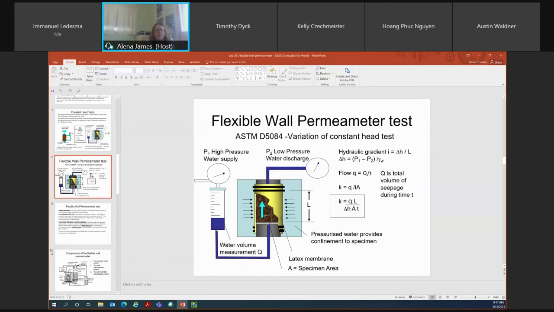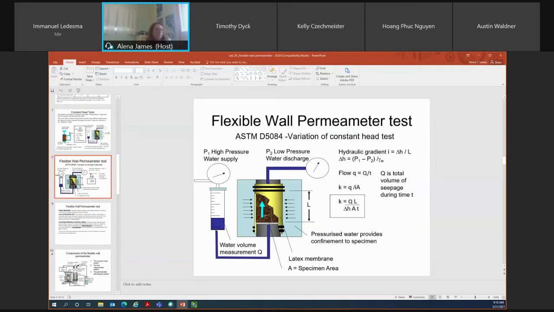So if you're applying a higher pressure at the base of your specimen and a lower pressure at the top of your specimen, then water is going to flow from the base of the specimen to the top of the specimen. So in the case of a flexible wall permeameter test, your hydraulic gradient I is equal to delta H over L. You know the length of your specimen, but you don't know the head differential, since you don't have any tubing to measure it. But you know the difference in pressure that you're applying to the base of the specimen and to the top of the specimen.